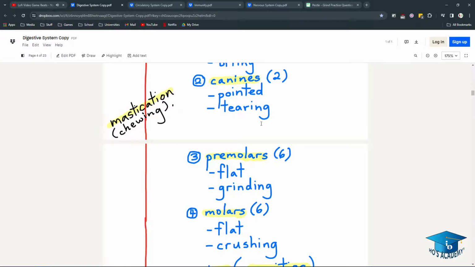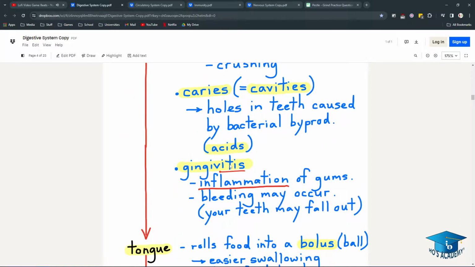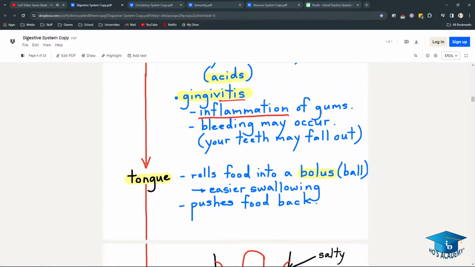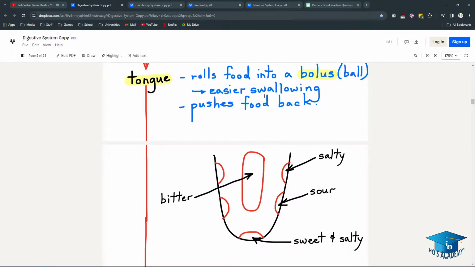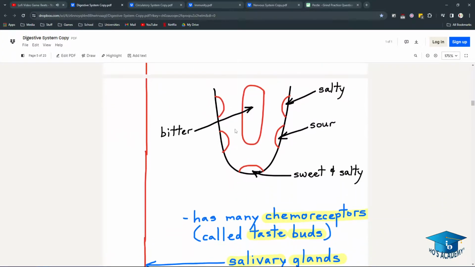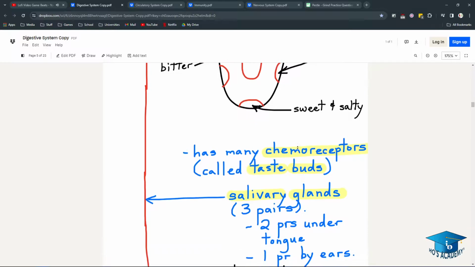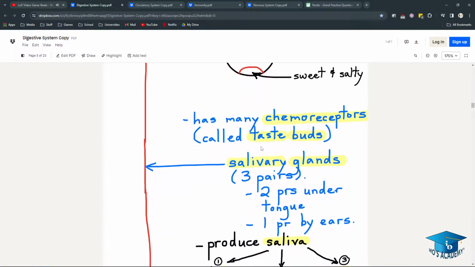And this funny looking word, mastication, it means chewing. Gingivitis, the itis part means inflammation of gums. Okay, your tongue rolls food into a bolus and it makes things easier to swallow. This is how your taste is distributed, sweet and sour, bitter right in the middle. There are many chemoreceptors called taste buds.